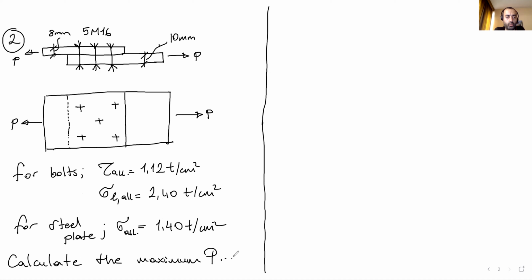Here we have two plates and a bolted connection. You can see the thickness of the plates, 8 millimeter and 10 millimeters. We have 5 M16 bolts on this connection. So remember, for bolts, we have two cases.